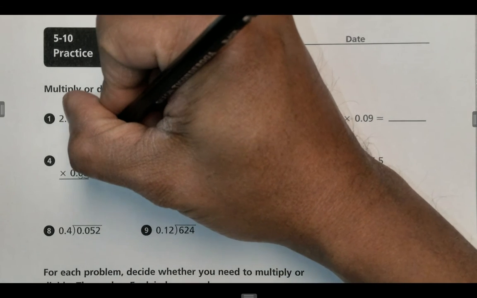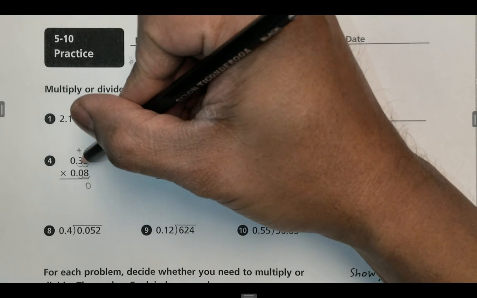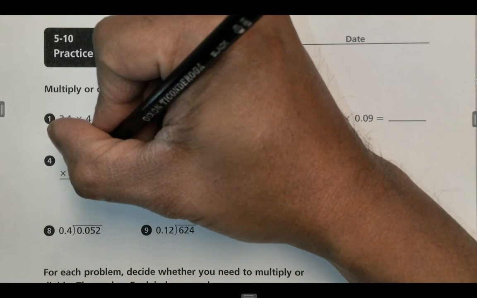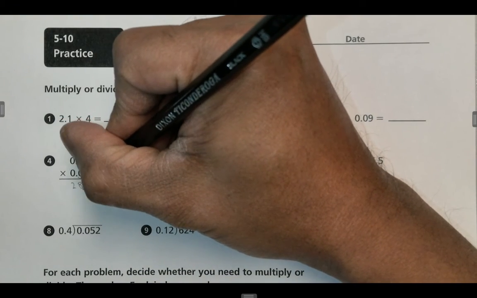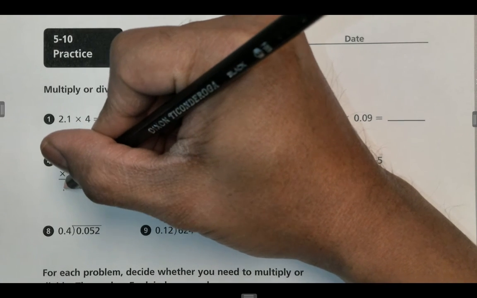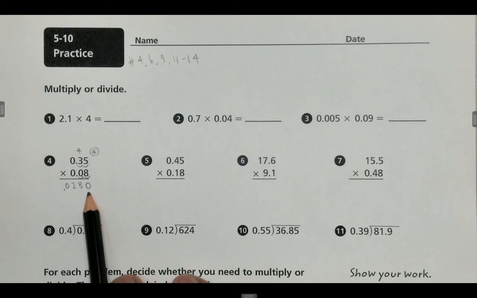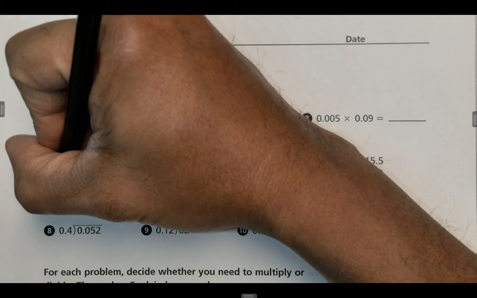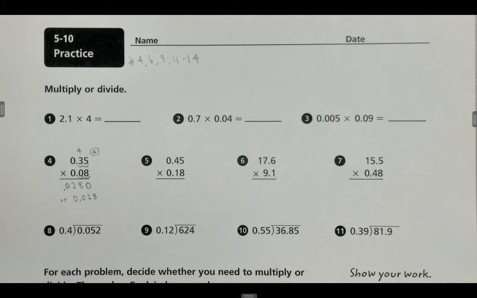8 times 5 is 40. The 0 will come down. The 4 gets carried. 8 times 3 is 24, plus the 4 is 28. And then come in 4 places from the end. And we get an answer of 280 ten thousandths. Of course, you could also represent this as 28 thousandths because the extra 0 on the end can be added or removed.